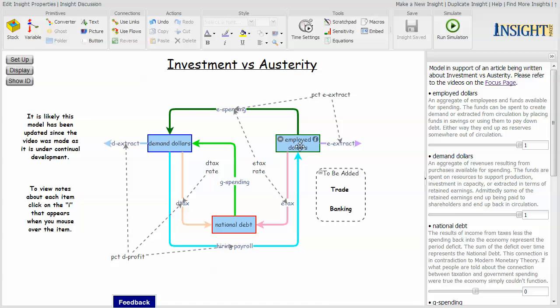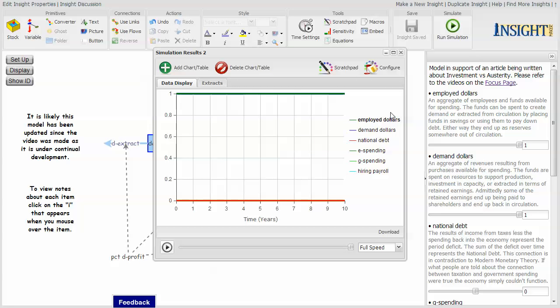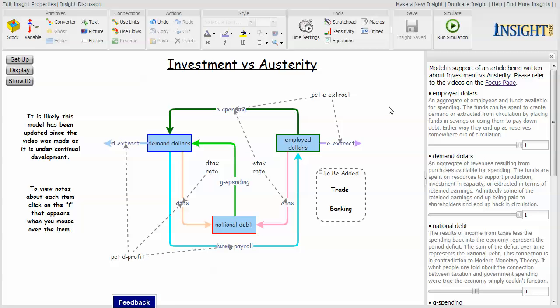So in terms of the employed dollars actually creating demand dollars, and the demand dollars returning through this flow to create employed dollars, if we set employed dollars and demand dollars each to 1, just because that's the way I'm setting it to initialize the model in a stable state, and I run it, it's very much akin to watching paint dry, because employed dollars and demand dollars are equal and have a value of 1, and everything else is 0. So the flow is simply conserved at this point.